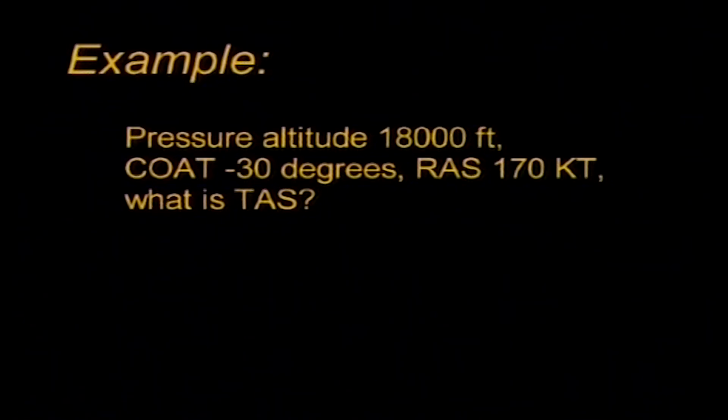TAS can also be calculated in the non-ISA atmosphere. For example, pressure altitude is 18,000 feet. Correct outside air temperature is minus 30 degrees Celsius. RAS is 170 knots. What is TAS?